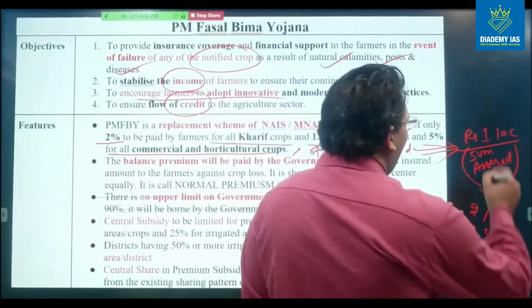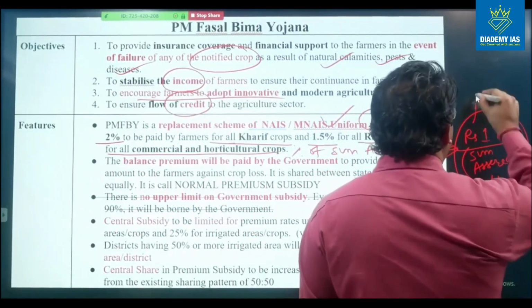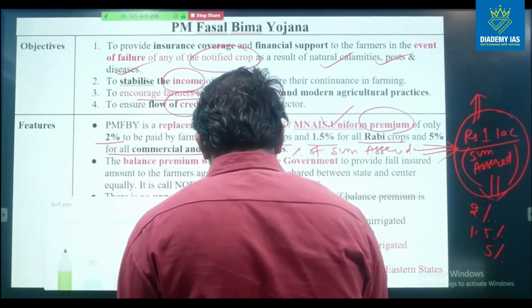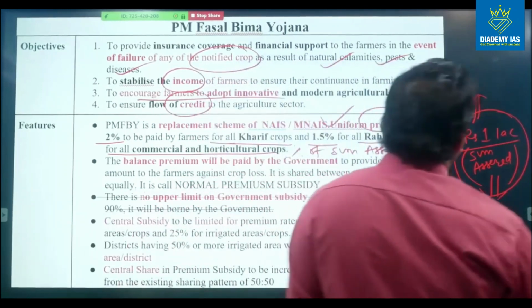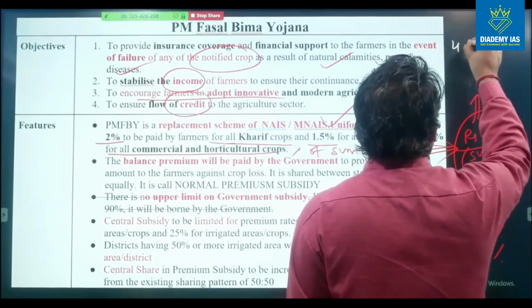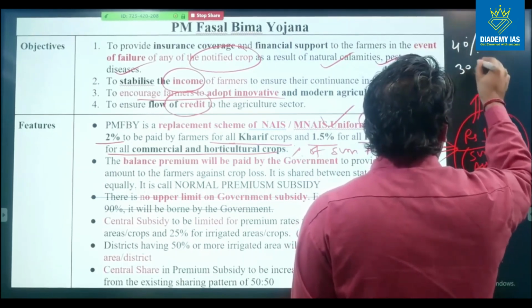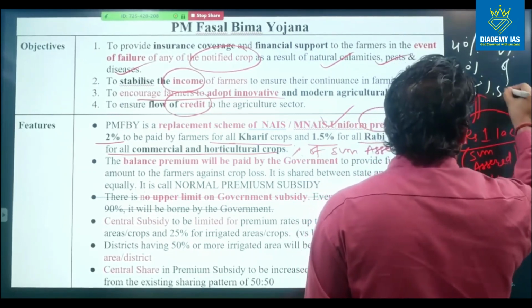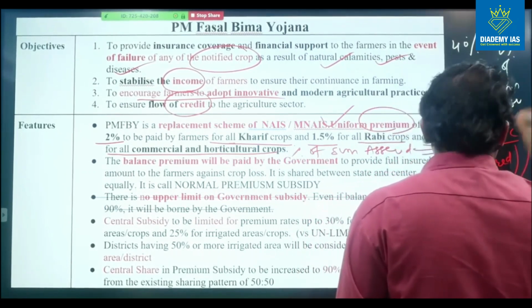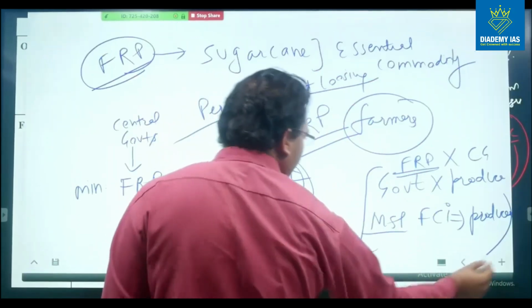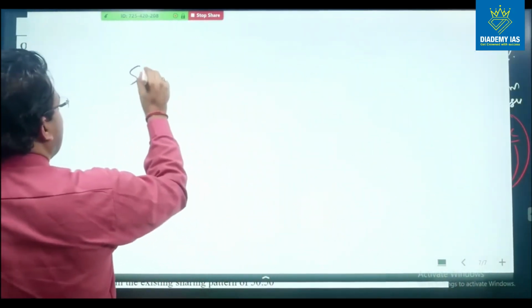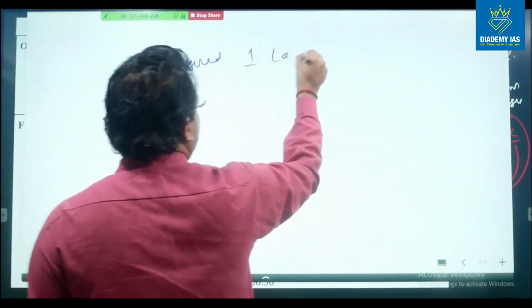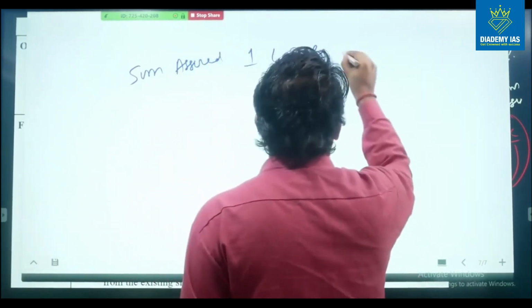And basically what happens practically, this insurance premium can be up to 40% also, maybe 30%, it can be 15%, it can be 10% of the sum assured. So in our example, let us suppose the sum assured is 1 lakh rupees, right? And we are talking about the Kharif crop.